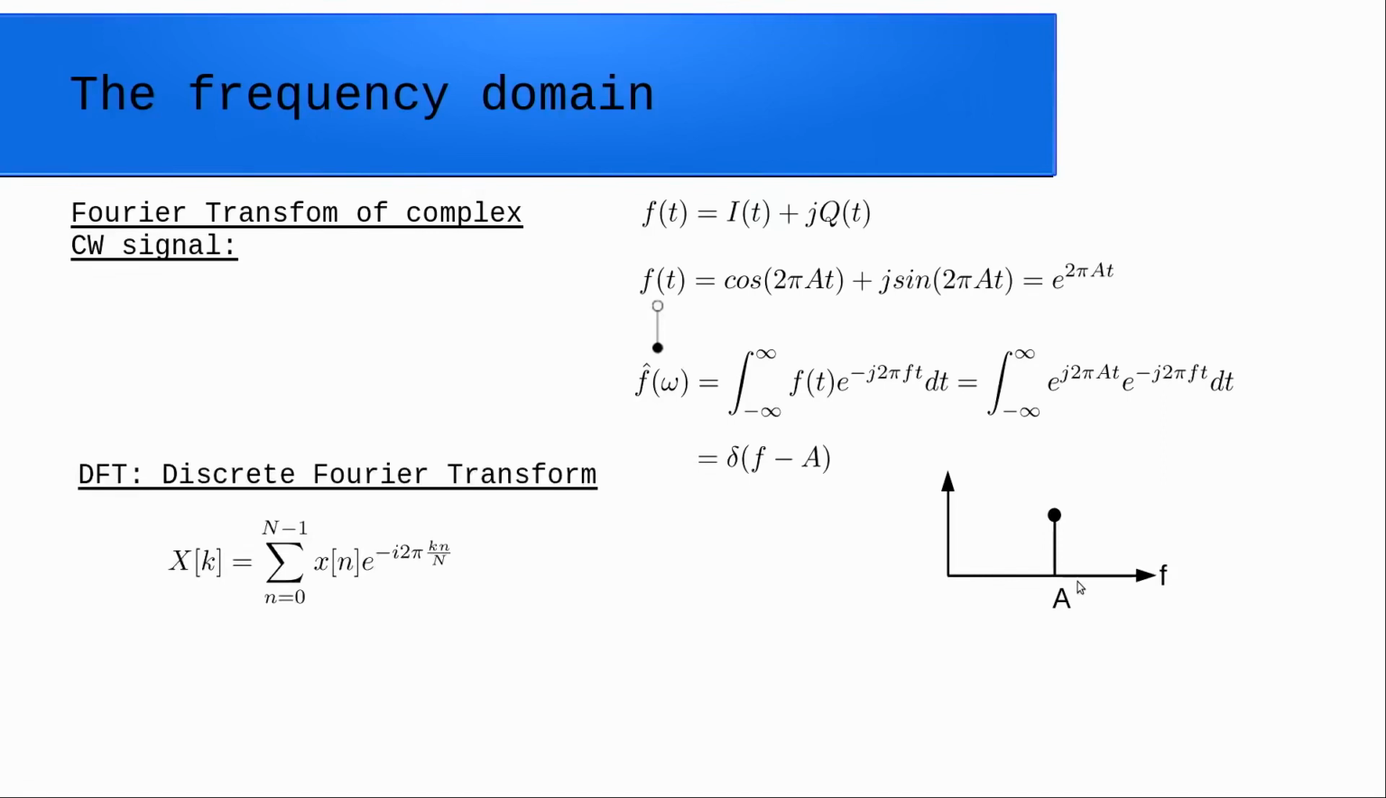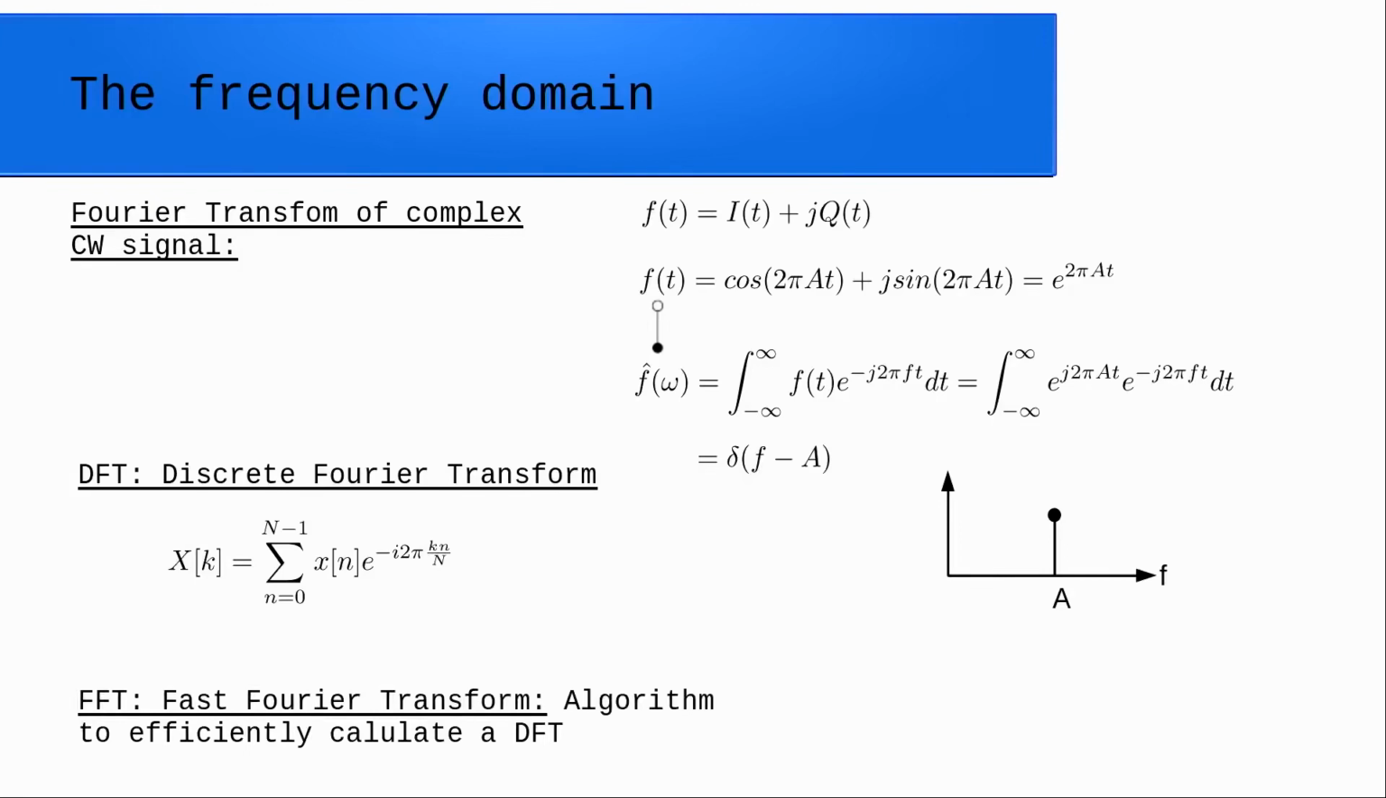For practical, computational purposes, we use a DFT, like a discrete Fourier transformation. So the integral ends up in a summation of the signal components. And actually, normally we use a fast Fourier transformation, which you also see in all the software, which is actually an algorithm to efficiently calculate a DFT.